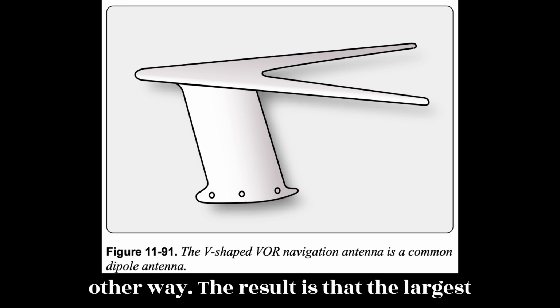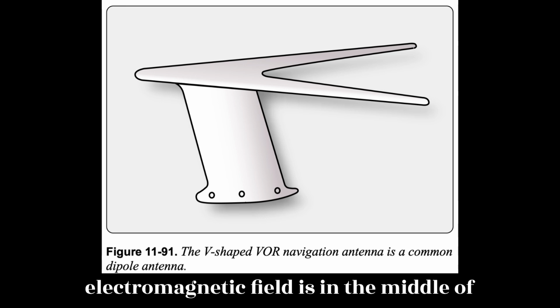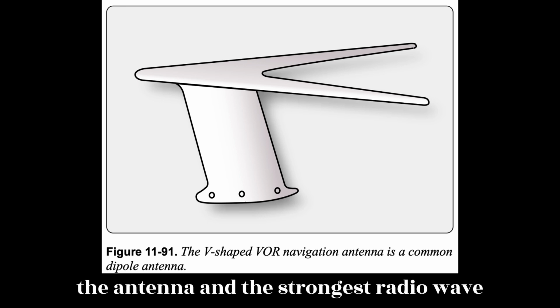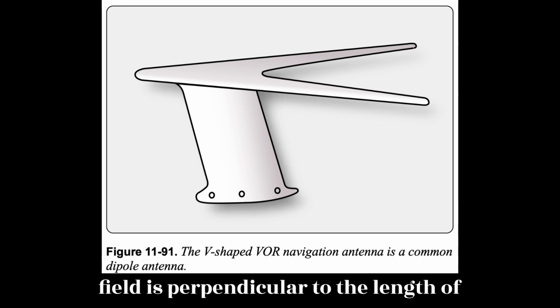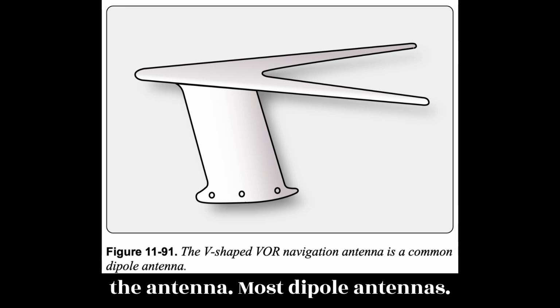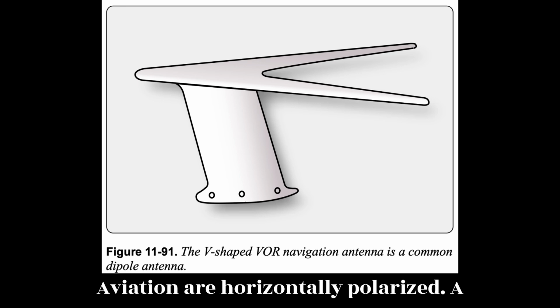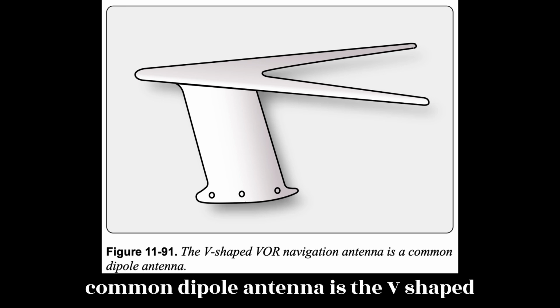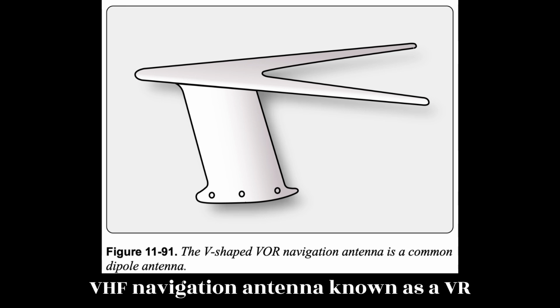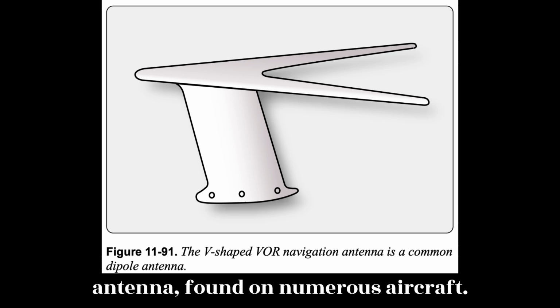The result is that the largest electromagnetic field is in the middle of the antenna and the strongest radio wave field is perpendicular to the length of the antenna. Most dipole antennas in aviation are horizontally polarized. A common dipole antenna is the V-shaped VHF navigation antenna, known as a VOR antenna, found on numerous aircraft.